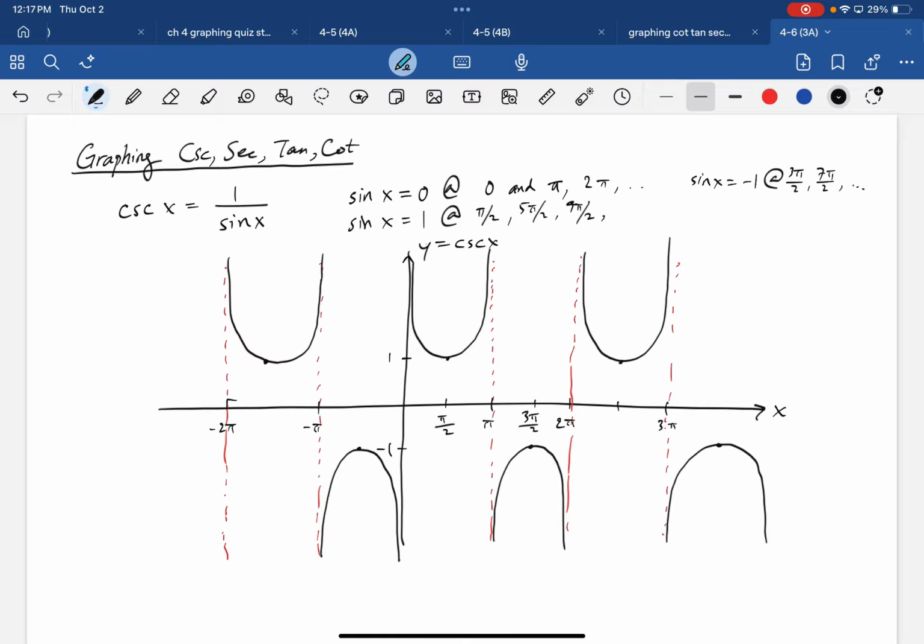Okay, anyways, so you'll notice that cosecant has a period of 2 pi, because it repeats itself every 2 pi. That also corresponds to the distance between every other vertical asymptote. And if I were to draw the corresponding sine function, it would be almost tangent to these cosecant graphs, right?